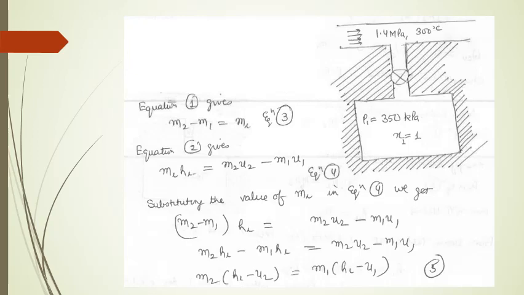Now the mass balance equation becomes M2 minus M1 is equal to Mi, as shown by equation number 3. Now the energy balance equation, or equation 2, gives Mi Hi is equal to M2 U2 minus M1 U1. Substituting the value of Mi from equation 3 into equation 4, we get (M2 minus M1) into Hi is equal to M2 U2 minus M1 U1. Now rearranging the terms and simplifying, we get equation number 5, which is M2 into (Hi minus U2) is equal to M1 into (Hi minus U1).